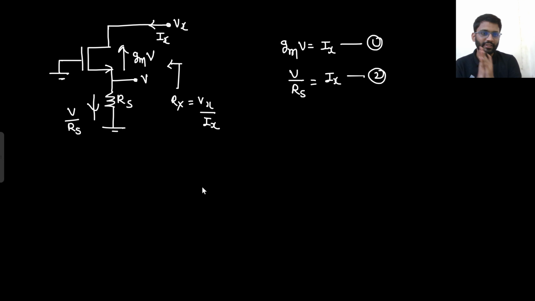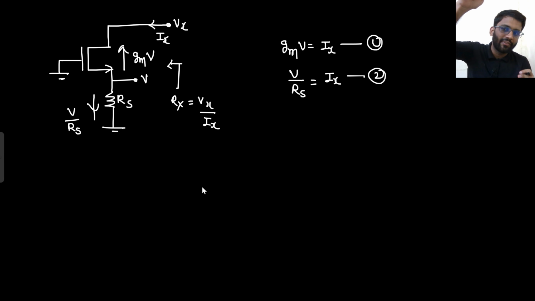First, we are writing down the equation that we know. What we know, GMV current will be flowing upward. So GMV is equal to minus IX, sorry. GMV is equal to minus IX. And V by RS is equal to IX. This is what we got to know. Well and good.